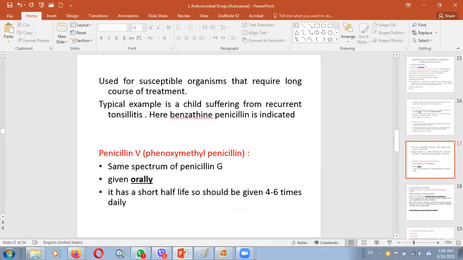It is used for susceptible organisms that require a long course of treatment. A typical example, as we said before, is a child suffering from recurrent tonsillitis. Here, benzathine penicillin is indicated. Another drug is penicillin V, also called phenoxymethyl penicillin. It has the same spectrum as penicillin G, but it is given orally. This is a very important point, the difference between penicillin V and penicillin G. It has a short half-life, so it should be given 4 to 6 times daily.